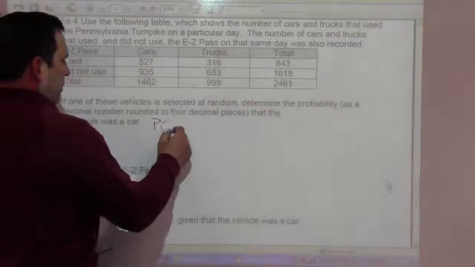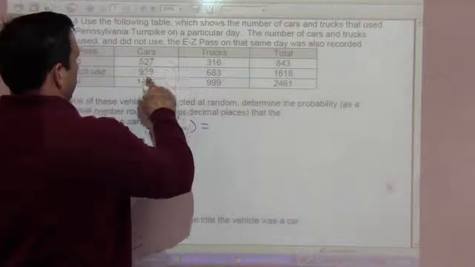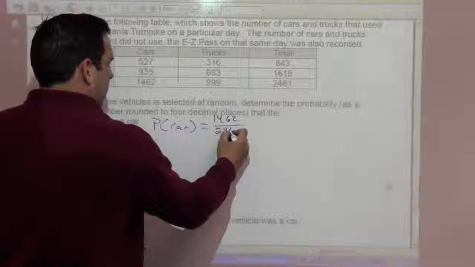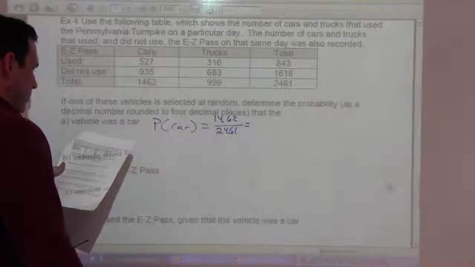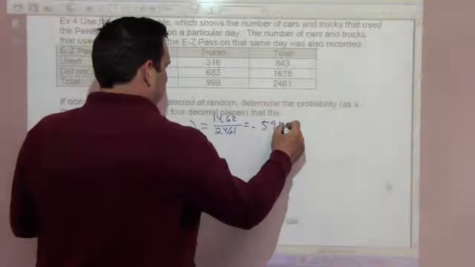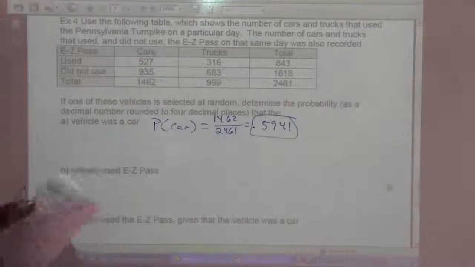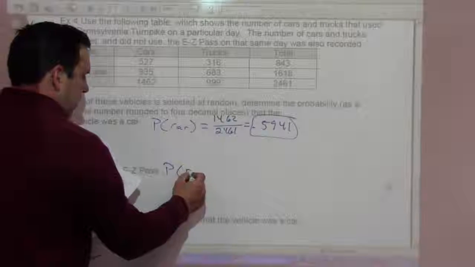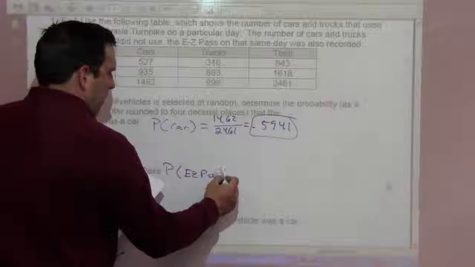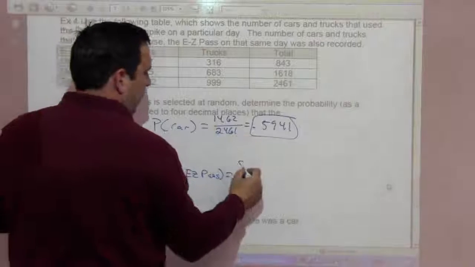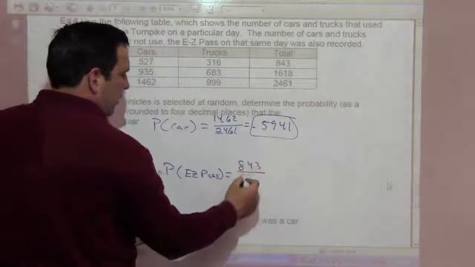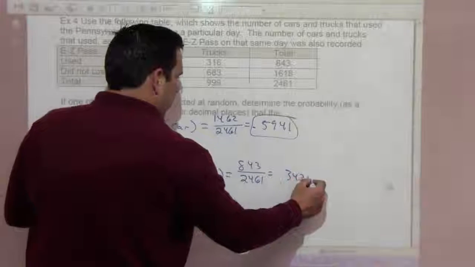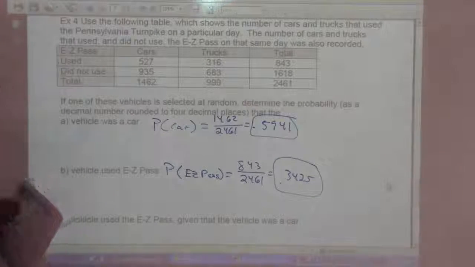So the probability of a car, well, how many cars were there? 1,462 out of 2,461 altogether. And that's going to be 0.5941. What's the probability of the vehicle used Easy Pass? So probability of Easy Pass. We have 843 over our total of 2,461. And that's going to be 0.3425. It's a little more than a third of the people used Easy Pass.